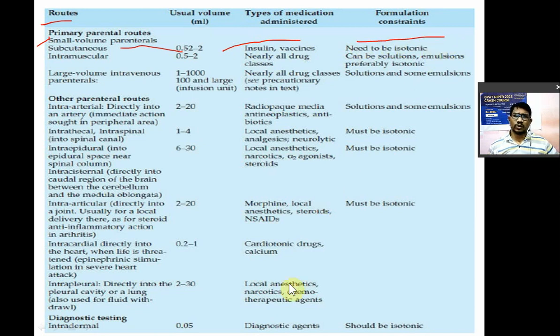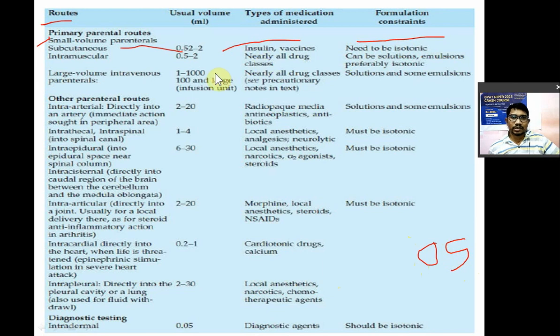But what is meant by isotonic? Isotonic means the preparation or injection should have the same osmotic pressure as that of the blood plasma. Isotonicity means they should have the same osmotic pressure as that of the blood plasma.